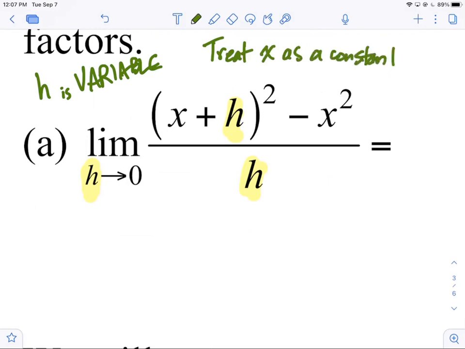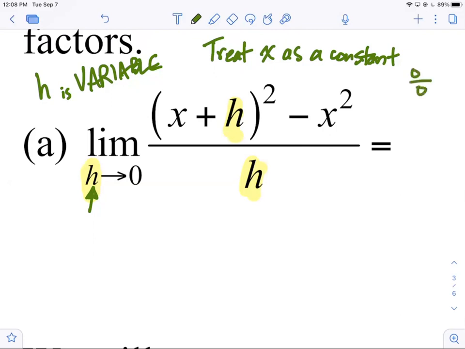And why not the other way around? Yeah, very good. The variable is defined by what's underneath the limit, okay? If that were a p under the limit, then we would treat both of those as constants, and the limit of a constant is just a constant. So if you plug in a 0 for h, you get x squared minus x squared, which is 0 over 0. Yay, 0 over 0.